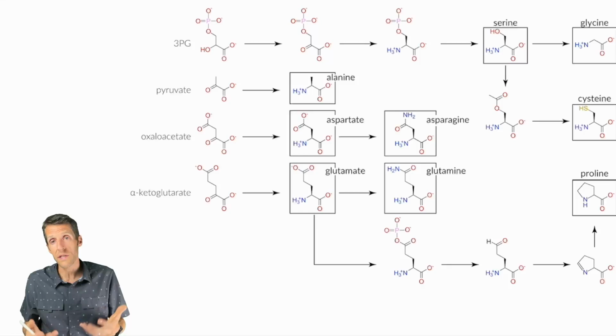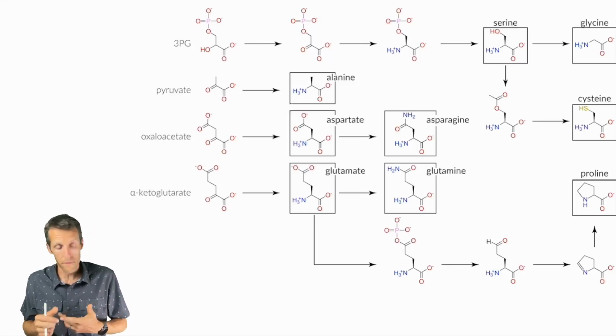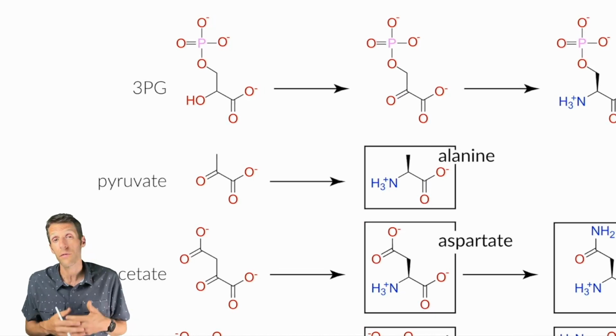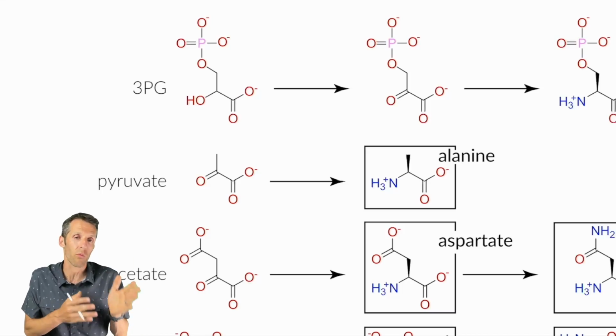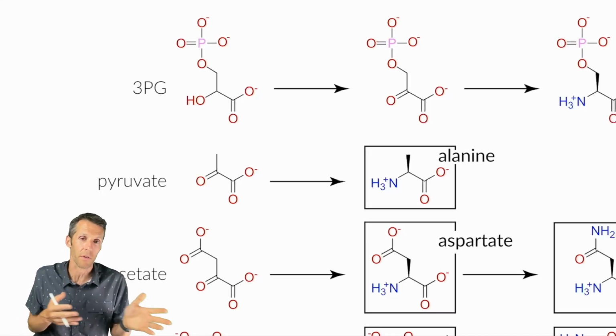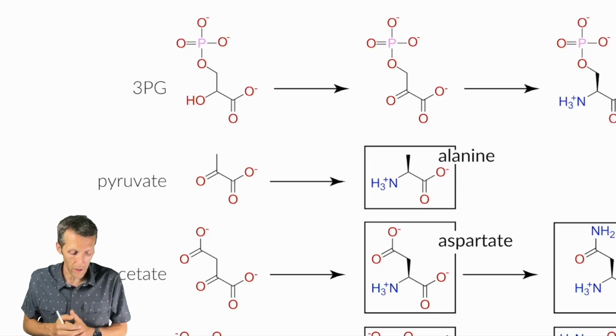Then there's a whole other series of amino acids that, instead of being derived from pyruvate, oxaloacetate, or alpha-ketoglutarate, are derived from 3-phosphoglycerate. Again, if you have glycolysis in your head, this is the intermediate right before the formation of 1,3-bisphosphoglycerate in the first ATP-yielding step. So this is an important part of glycolysis.